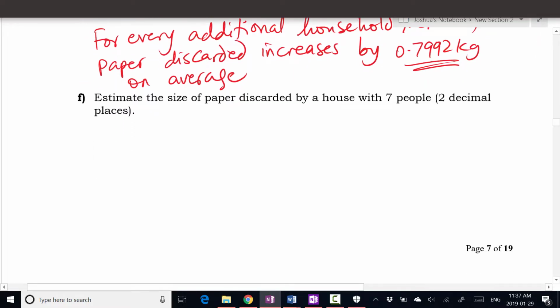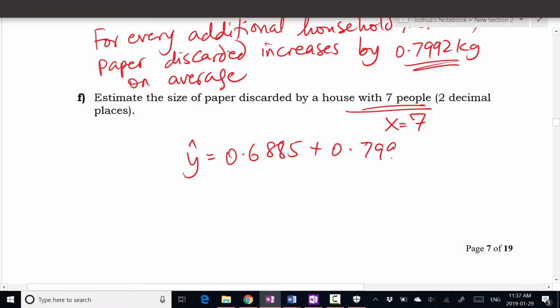The last question wants us to estimate the amount of paper discarded when the household size is 7. So when x is 7, what is an estimate of paper discarded? We do y hat equals 0.6885 plus 0.7992x, and x in this case is 7. We just plug that in, and that gives us about 6.28 kilograms of paper discarded.